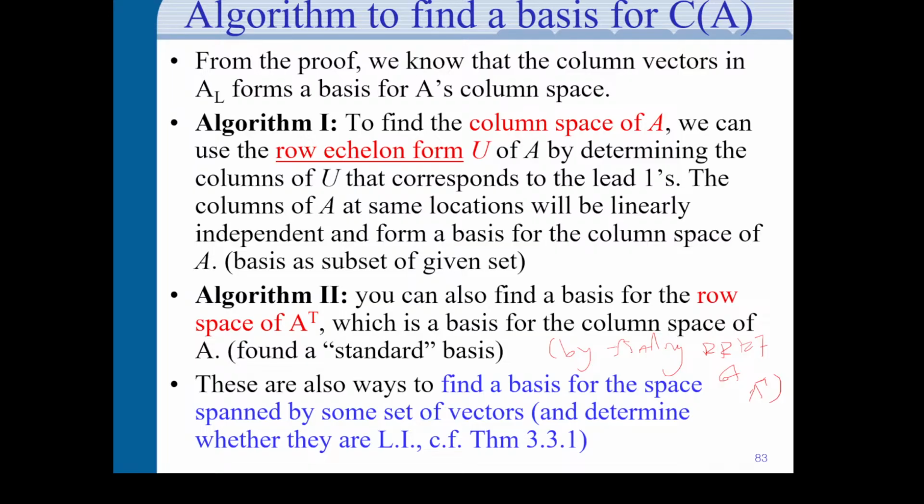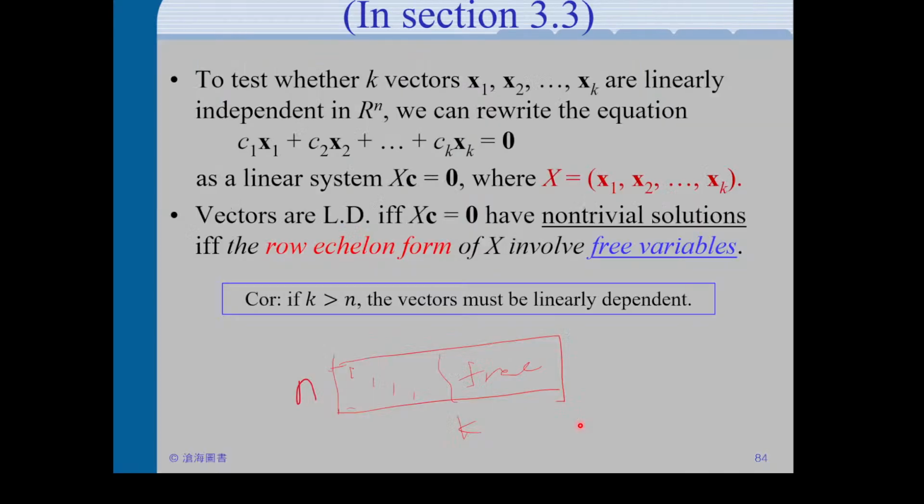And also those two things that you do are ways to find a basis for the space spanned by some vectors, because you can just think your vectors are some column vectors, and then you can find the basis for them. And then you check whether the number of your vectors equals the number in your basis. Then you can determine whether your vectors are linearly independent. And this is a generalization of something we do in theorem 3.3.1.